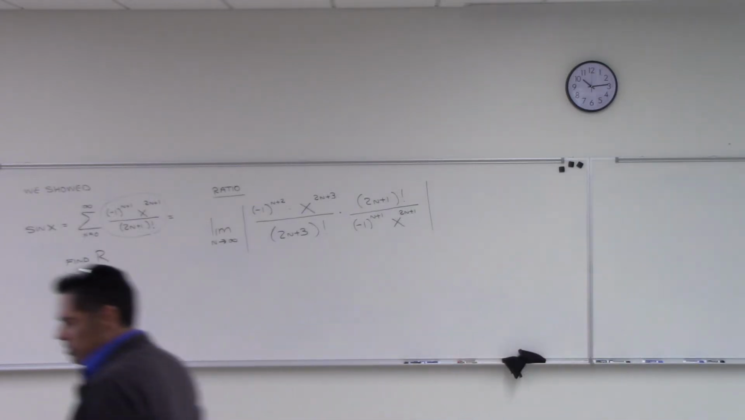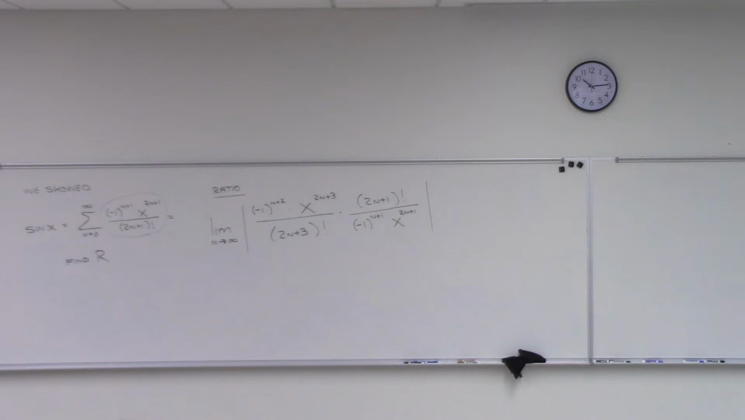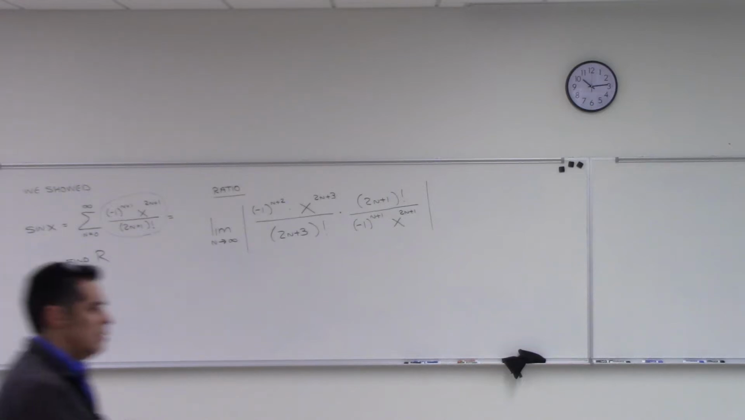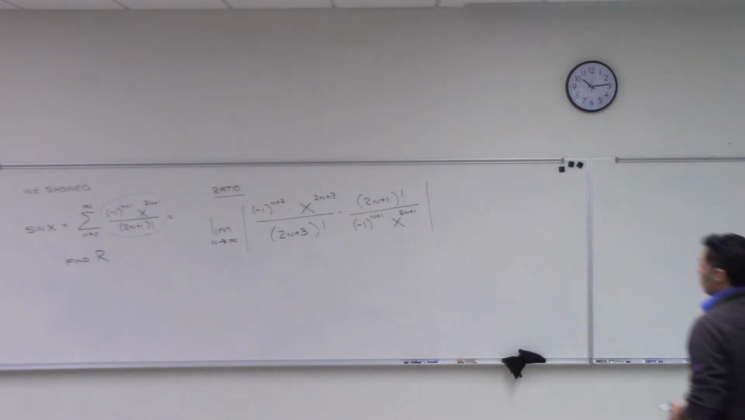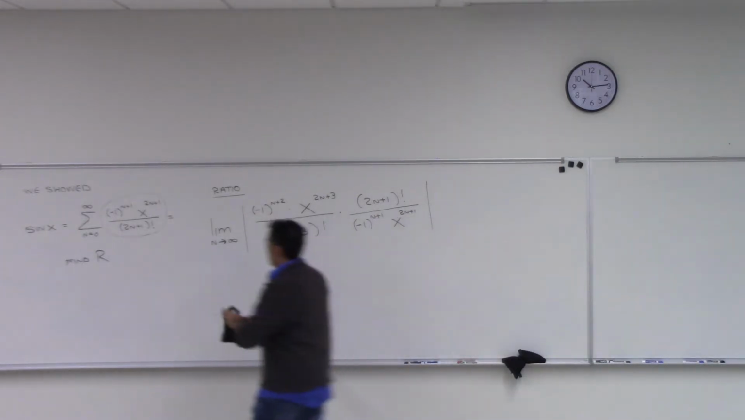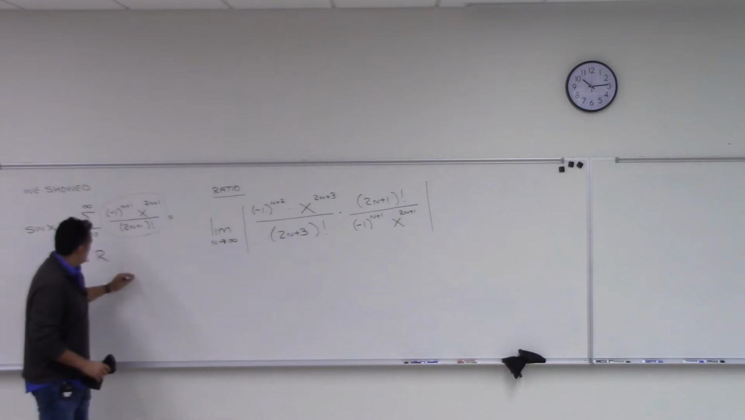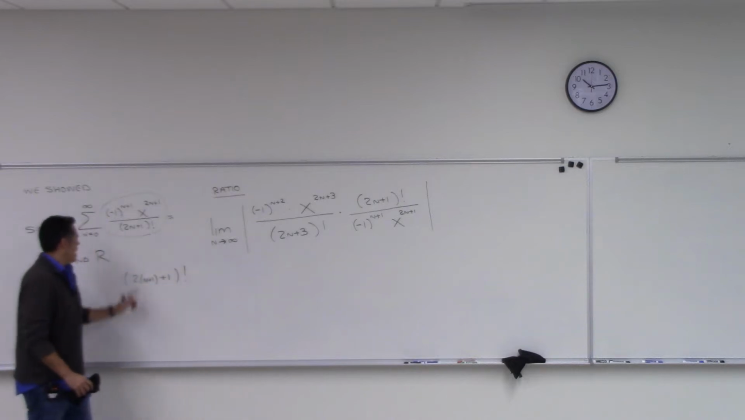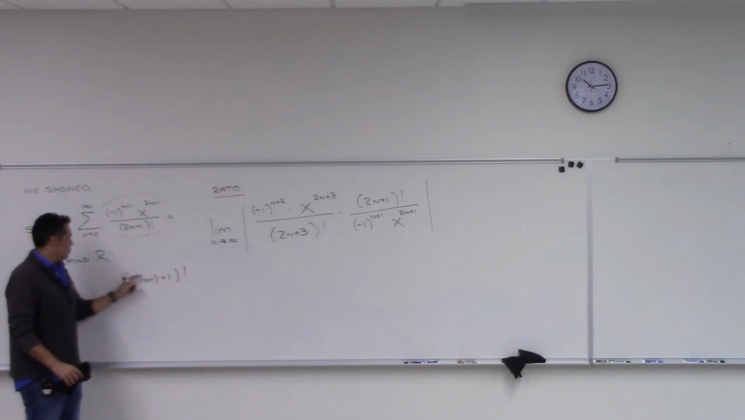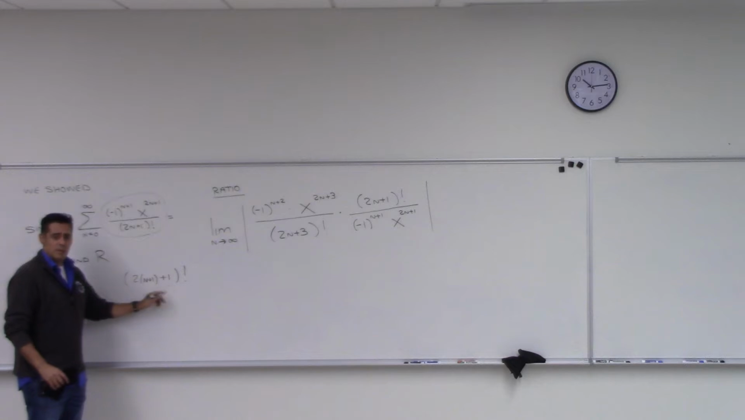Do you have a question, Ash? Yeah, how do you get 2n plus 1? Like, for the first one, it's n plus 2. Where? Right here? If I write 2 and replace n with n plus 1 right here, and then you distribute the 2, you get 2n plus 2 and then plus 1 still.